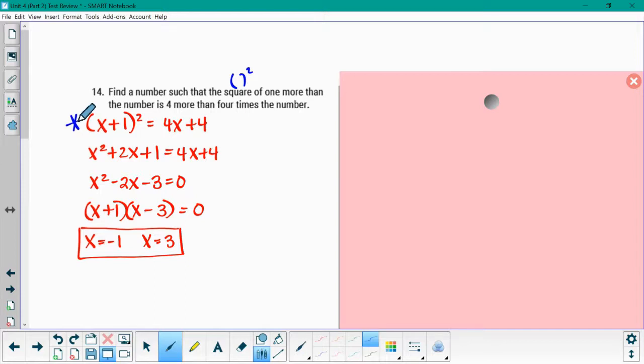Once I have my left side foiled, I'm going to move everything to one side. That gives me x squared minus 2x minus 3 is equal to 0. And this is something we can factor. It factors into x plus 1, x minus 3. Therefore, x is equal to negative 1 and x is equal to 3. Be careful with these types of problems. This just says to find a number, so both of these answers are okay. Sometimes it asks for a positive number. Sometimes it asks for a negative number. So make sure you're picking the right choice based on the question.